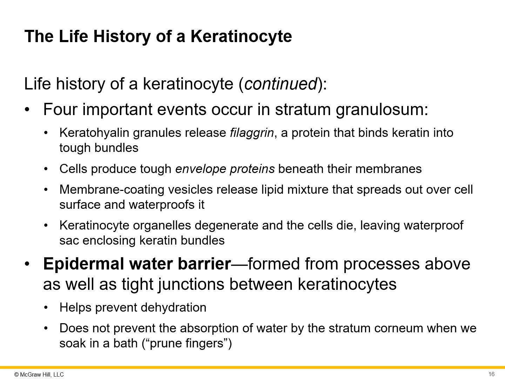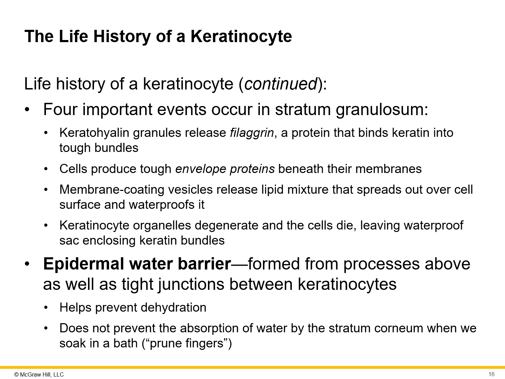The membrane-coating vesicles will release a fatty mixture that will spread out all over the cell's surface and waterproof it, right? And so once that keratinocyte dies, it's going to leave behind basically a waterproof sac that has these tough keratin bundles. So the cell is essentially gone. Everything that made it a cell is now gone. No organelles, no nucleus. All that's left behind are these keratin bundles that make the skin really hard and within a waterproof sac. And so this creates a water barrier.